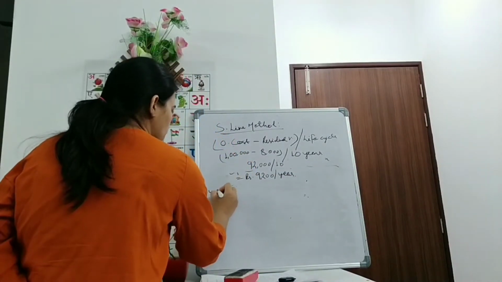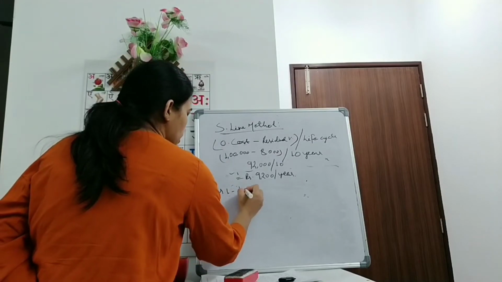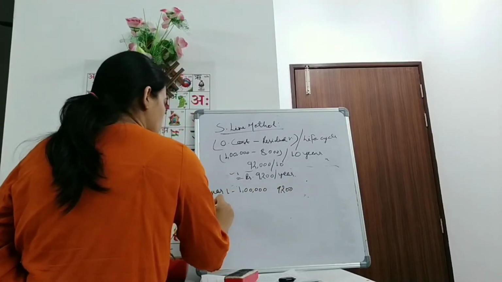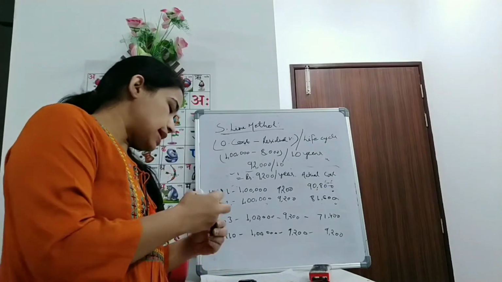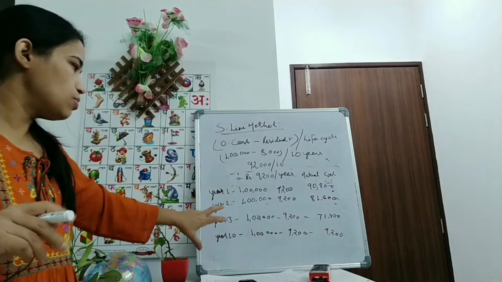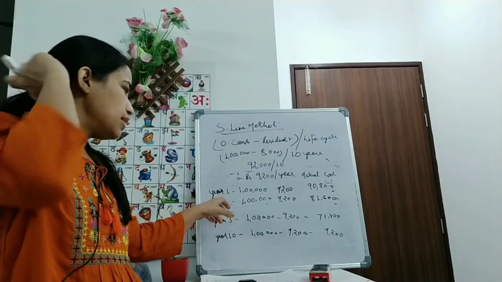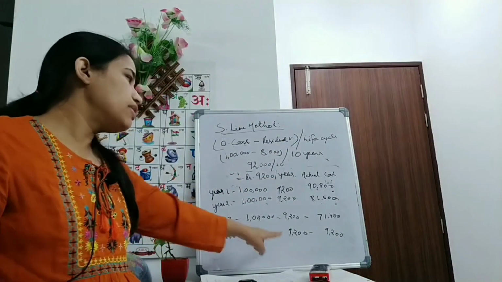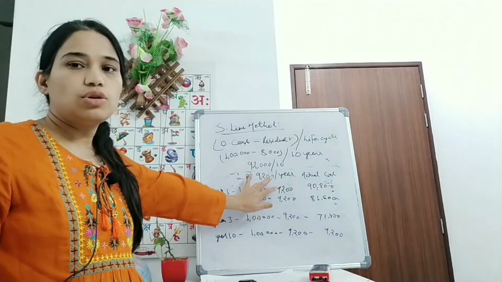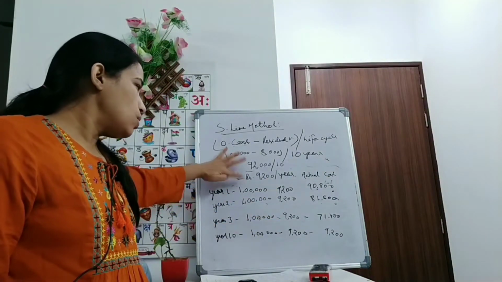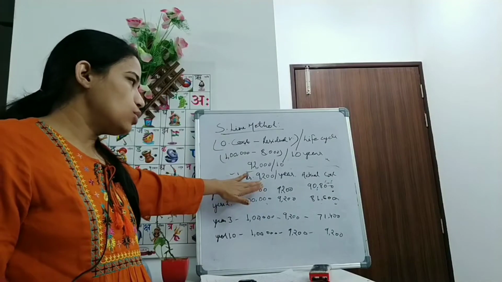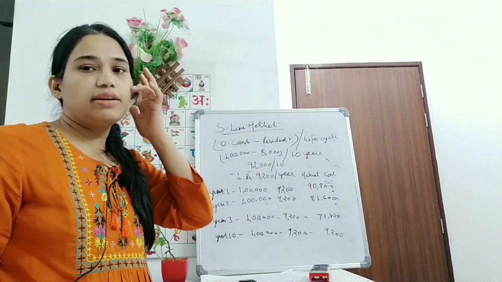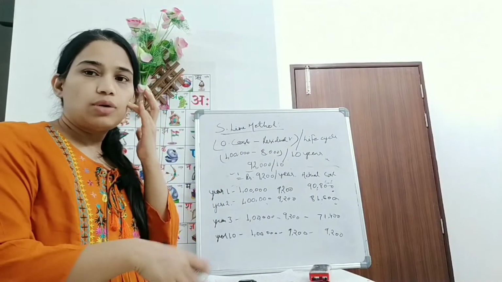For year 1, the cost of the machinery is 1 lakh and depreciation is 9,200. This is just a smaller part I am showing. This is year 1, as the estimated life cycle of the machinery is 10 years. So for 10 years we will deduct that depreciation amount of 9,200 rupees from the original cost. So this is time, this is original cost, this is amount of depreciation, and this is actual cost of the machinery which is left after reducing the amount of depreciation.